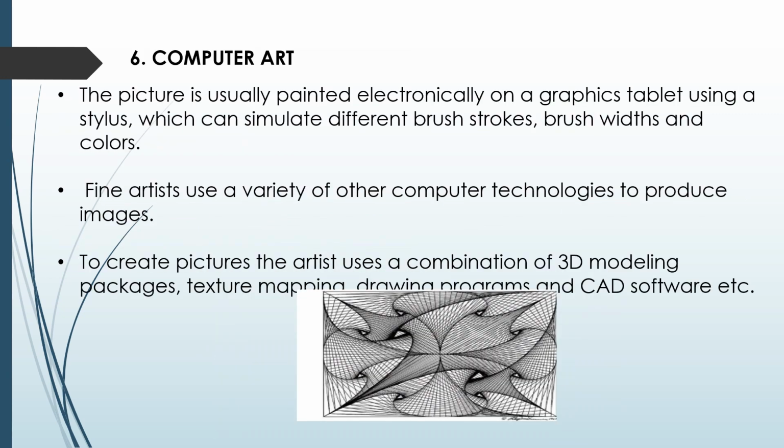Next, computer art. This picture is usually painted electronically on a graphics tablet using a stylus, which can simulate different brush strokes, brush widths, and colors. Fine artists use a variety of other computer technologies to produce images. To create pictures, the artist uses a combination of 3D modeling packages, texture mapping, drawing programs, and CAD software, etc. Commercial art also uses these painting techniques for generating logos and other designs, page layout combining text and graphics, TV advertising spots, and other applications. A common graphic method employed in many television commercials is morphing, where one object is transformed into another.